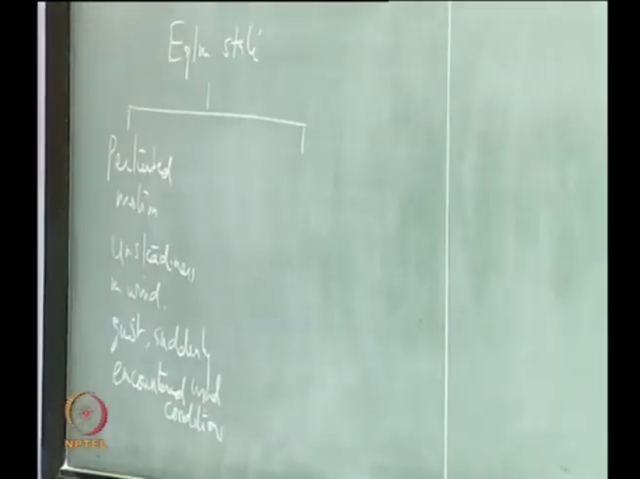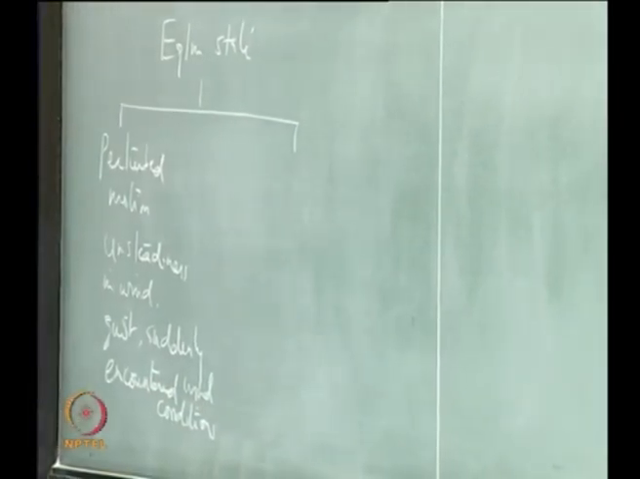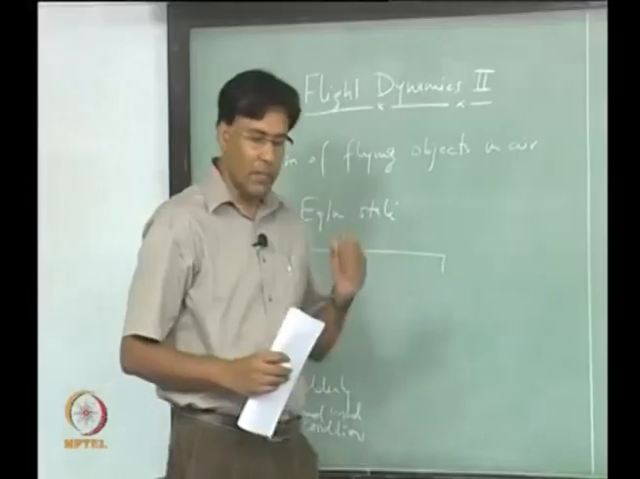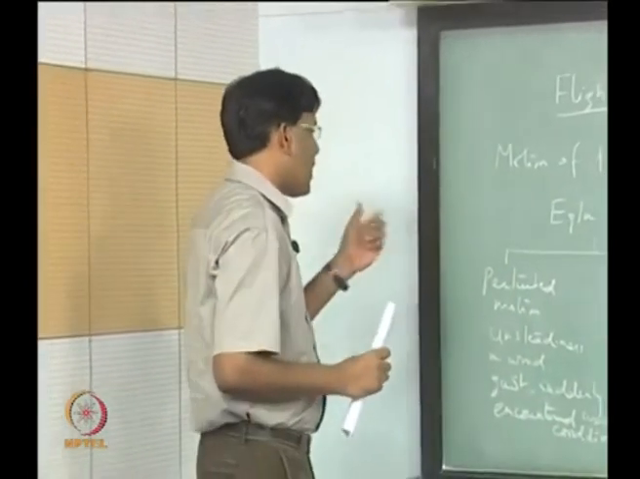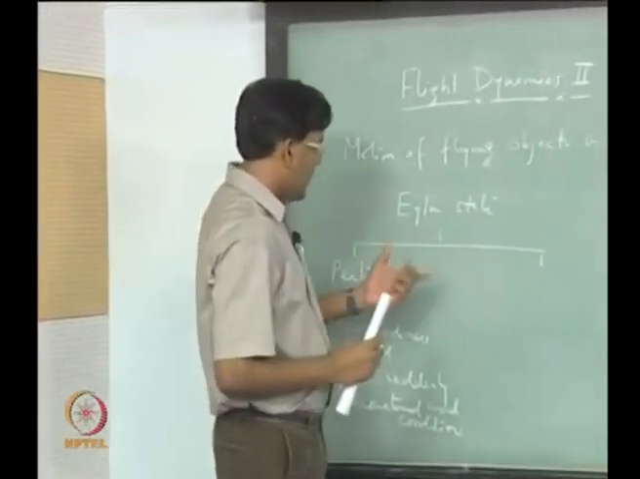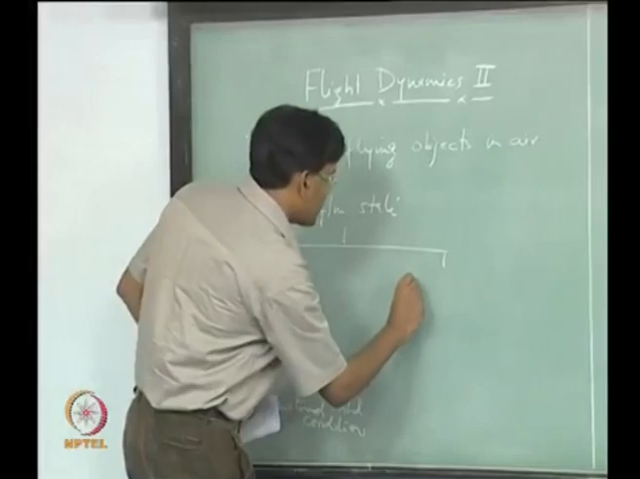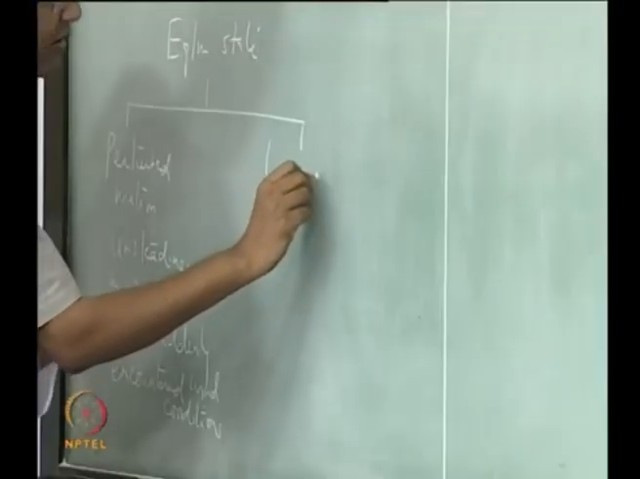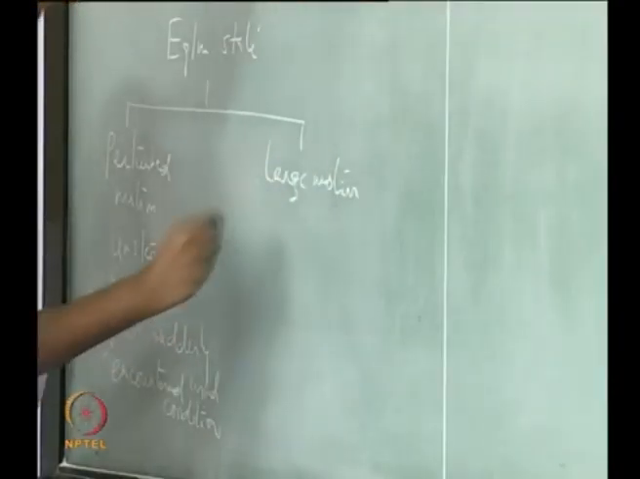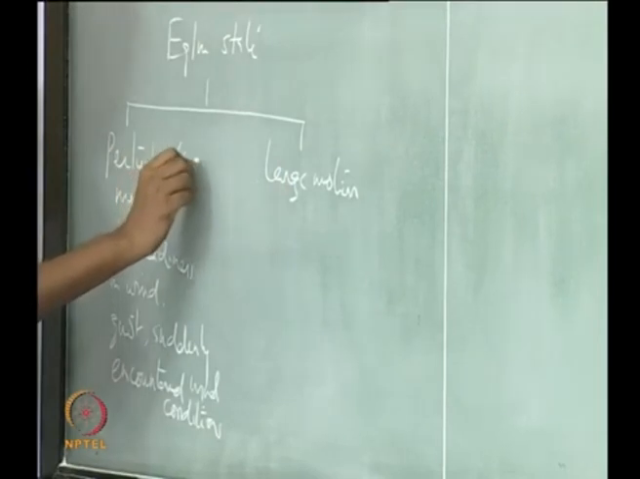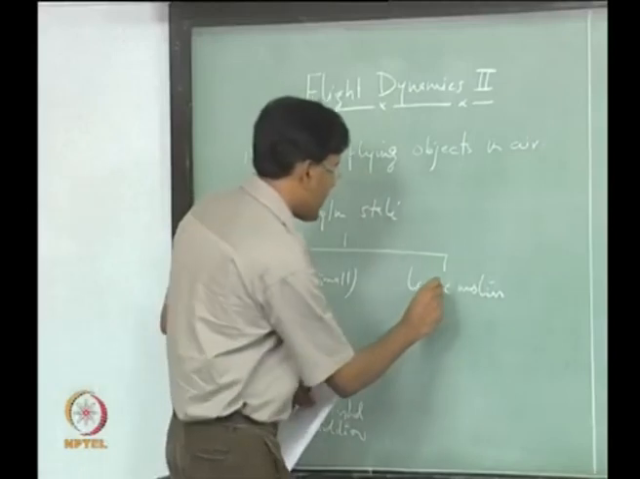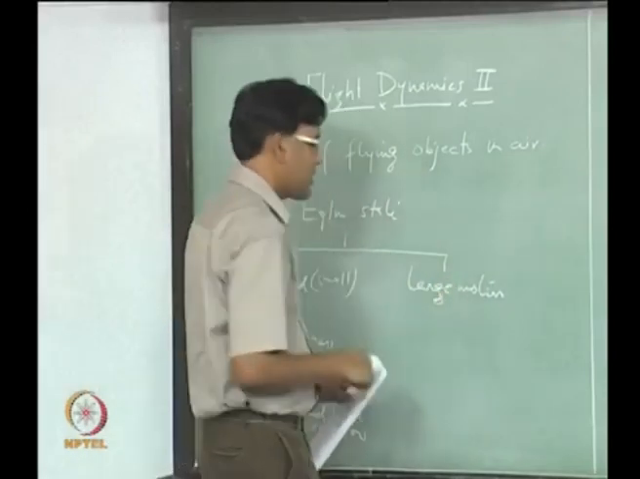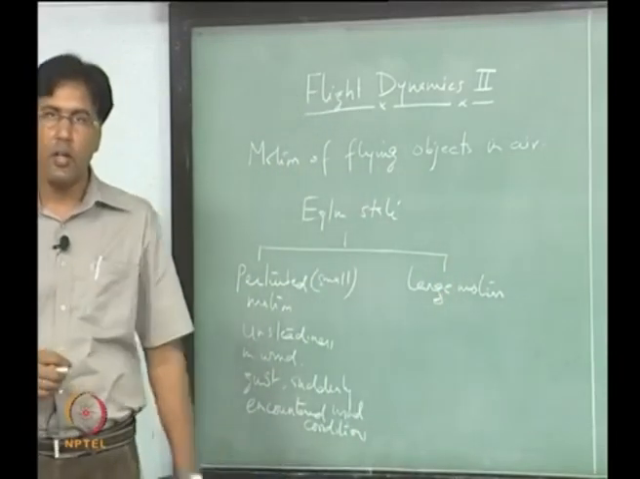There are two things. One is to look at the small motion around the equilibrium state. So this motion is mainly caused by small disturbances, and the other one is related to large motion. So this is small motion around the equilibrium state, and large motion which requires the control effort.